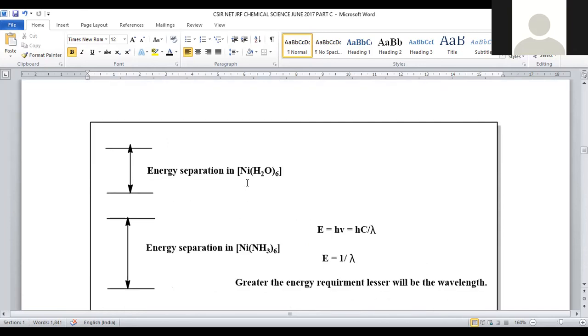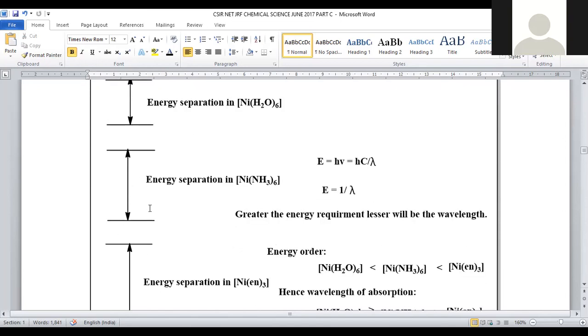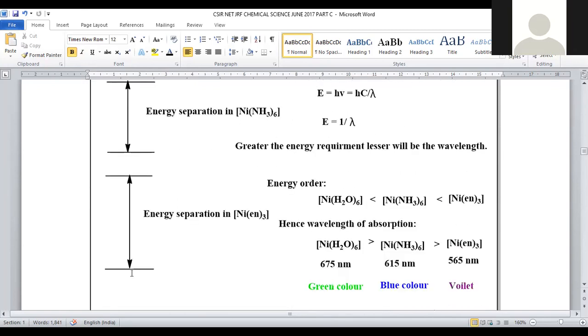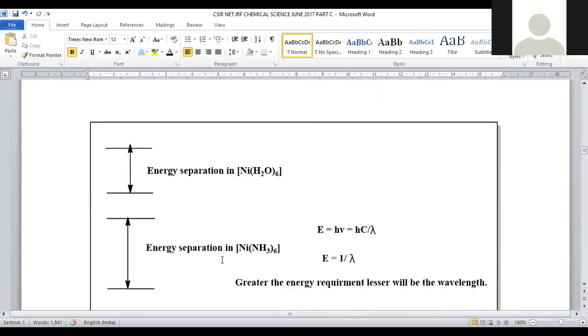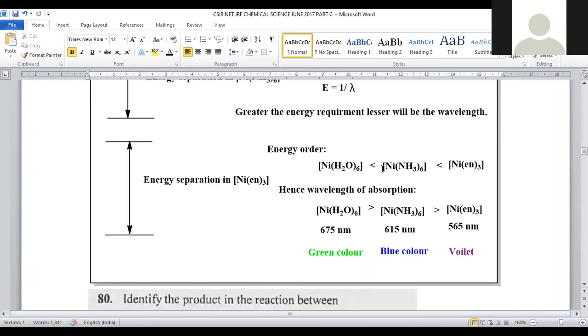That means the amount of energy required to excite the electron from the lower T2G to the higher EG level is very small in the aqua complex, a moderate amount is required in the amine complex, and a high amount of energy is required for the ethylenediamine complex, the energy separation being very large in nature, right? So for this purpose, we can assign the energy order of all these complexes.